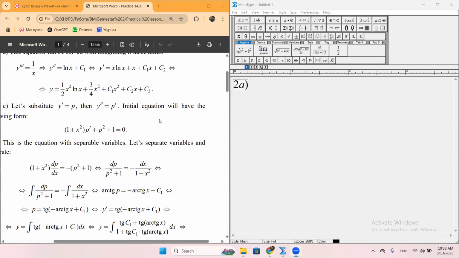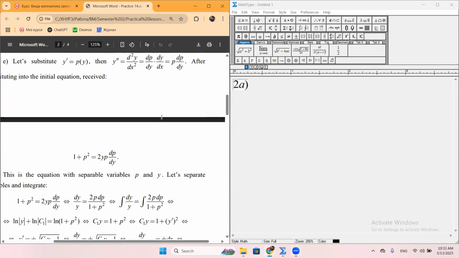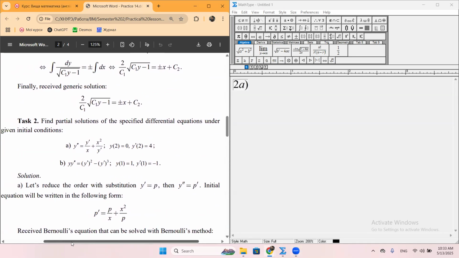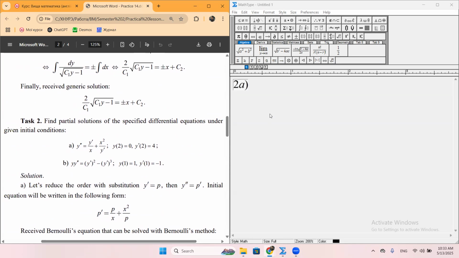Let's continue. So we have the following exercise. We need to find partial solutions of the specified differential equations under given initial conditions. So the first equation is the following: y double prime equals y prime over x plus x square over y prime.